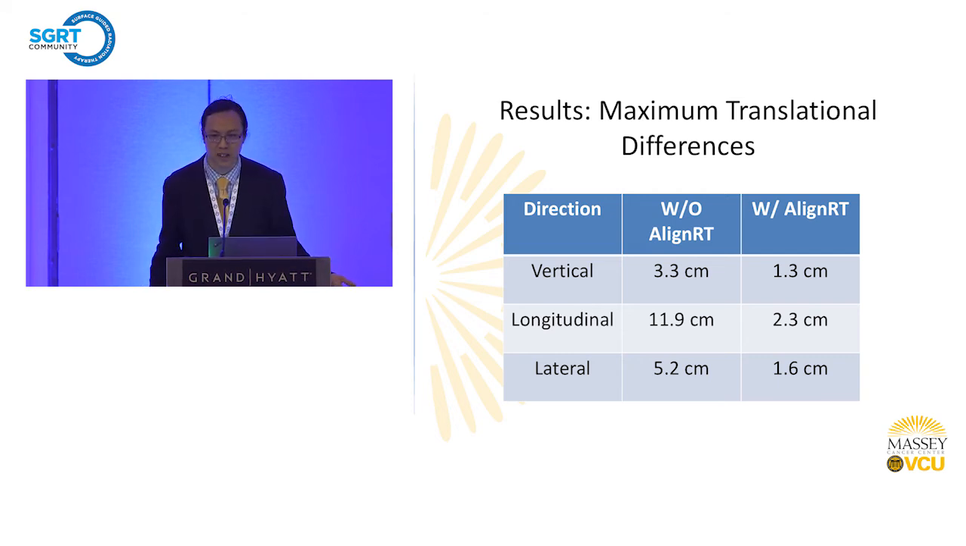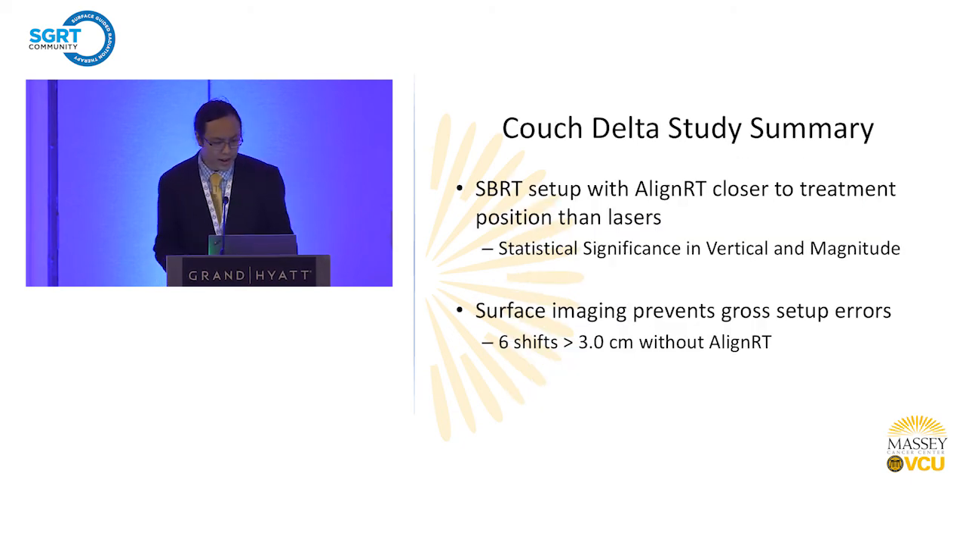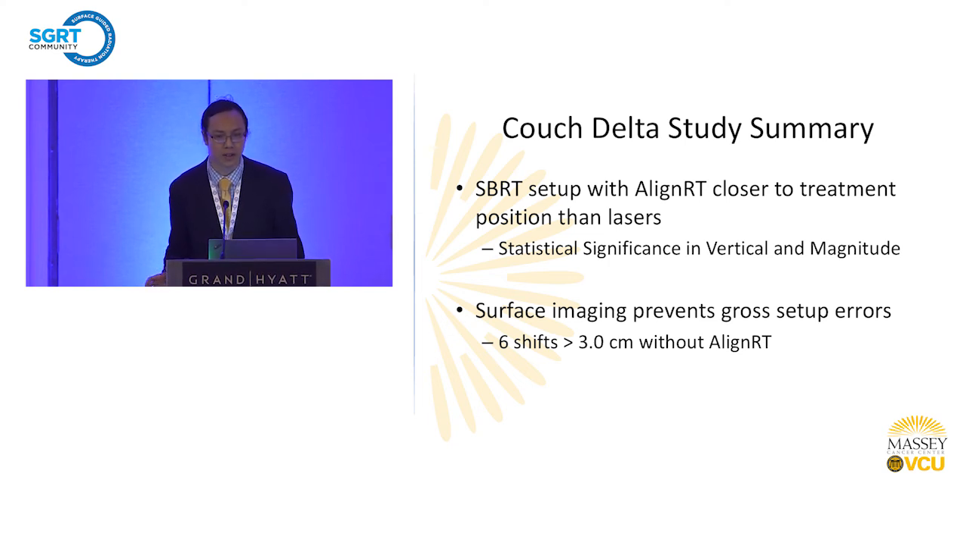So it saves us some imaging dose. It's a bit safer. And of course, it's also much more accurate to include surface-guided radiation therapy into our SBRT setup. In total, there were actually 6 shifts greater than 3 cm when we did not use AlignRT. So we're very happy with how we've implemented it in our clinic for setup accuracy. It's really helped us, and we think it's more efficient as far as our workflow goes.